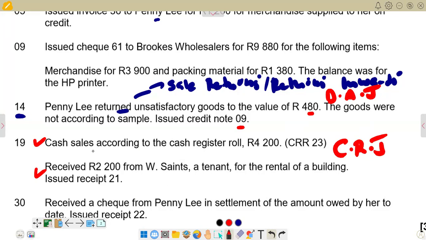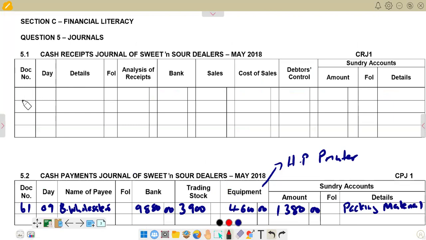We can start with the first one, where we have cash sales of 4,200. We are picking the details: document number CRR 23, and the date is 19. Then we enter the amount, which is 4,200. We go to the cash receipts journal now. We put CRR 23 as the document number, and the day, remember, is 19. On details, these are cash sales, so we can just say sales here.